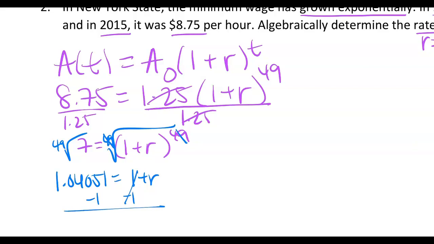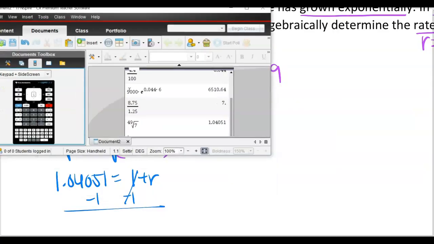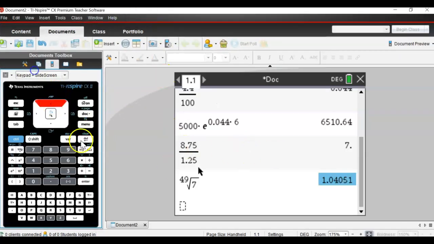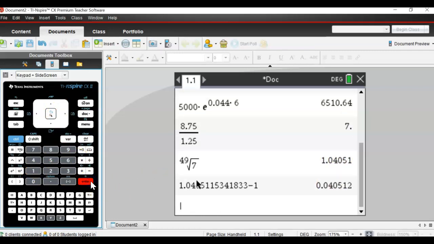So I'm going to make this in my calculator. I'm going to scroll up, hit enter, and then subtract 1. So scroll up, enter once it's highlighted in blue, and then subtract 1. So it's going to give me 0.04, and that's 0.0512 equals my r.